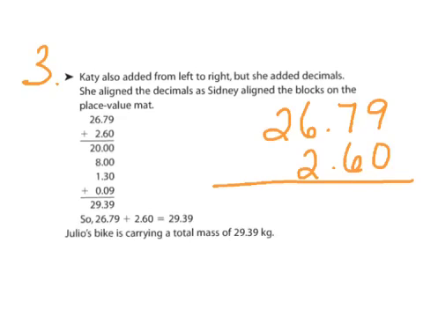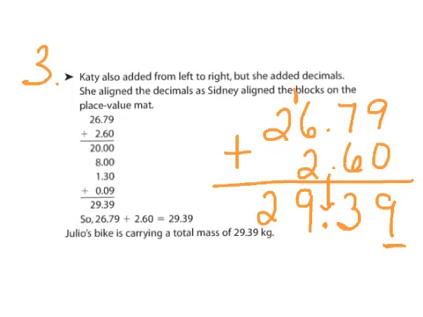Or you could use the traditional algorithm method. 9 plus 0 is 9. 7 plus 6 is 13. Carry the 1. 6 plus 2 is 8 plus 1 more is 9. 2 plus nothing is 2. And then we just bring down that decimal place and we put it in. So 29.39 or 29 and 39 hundredths.